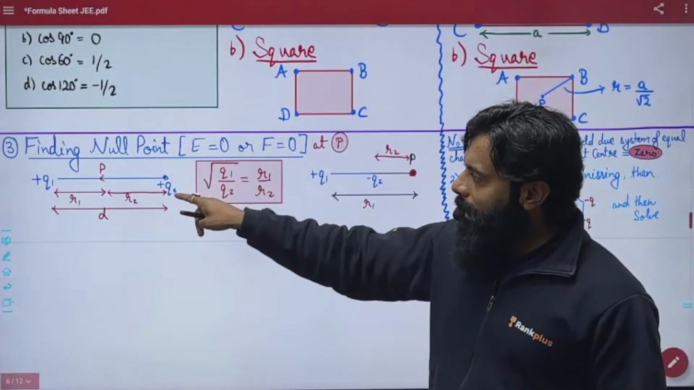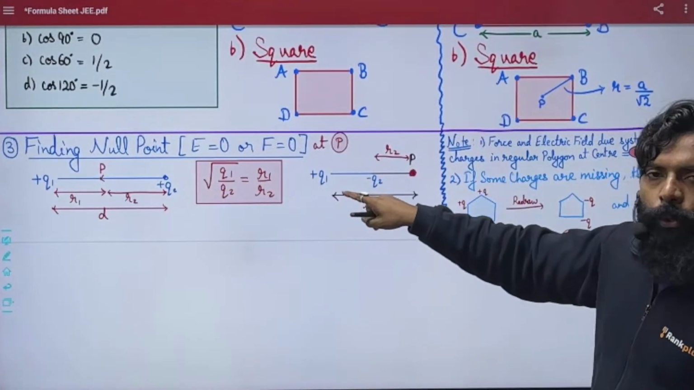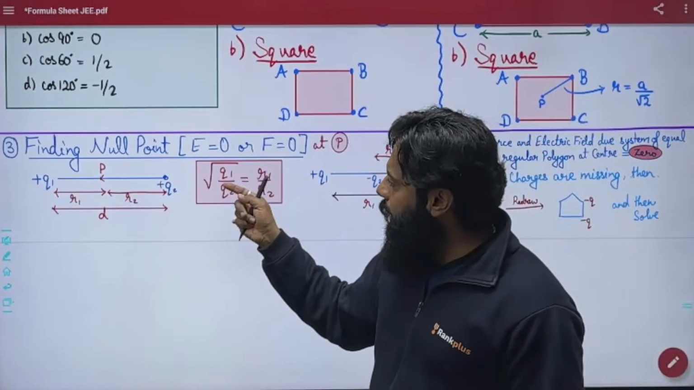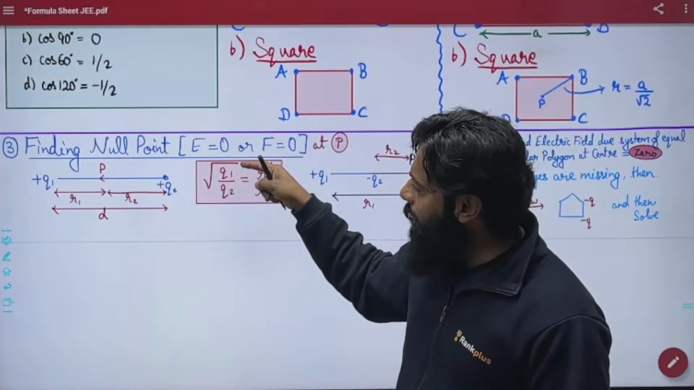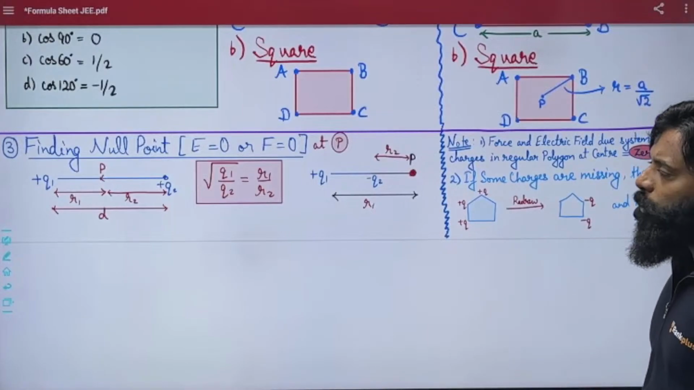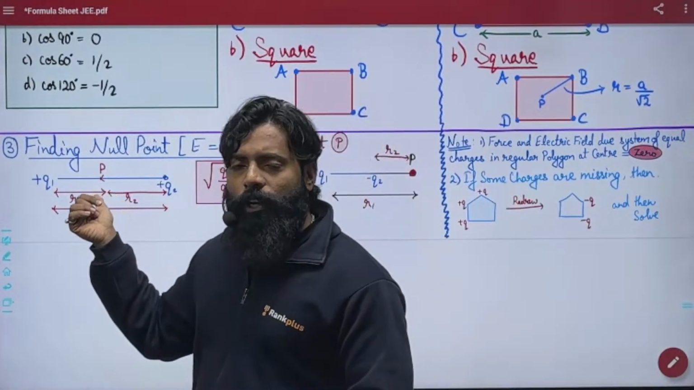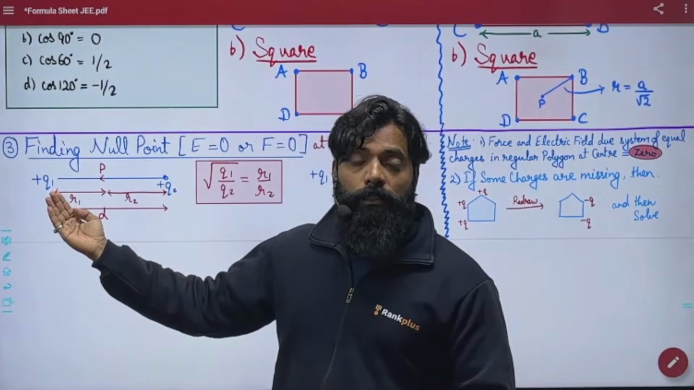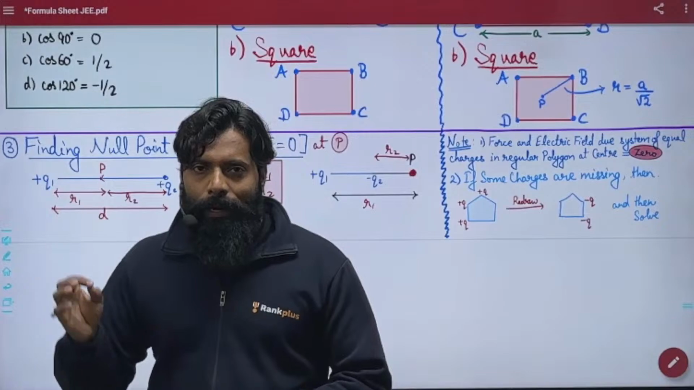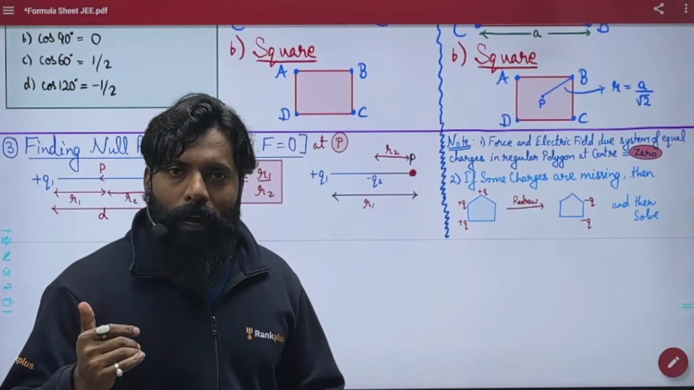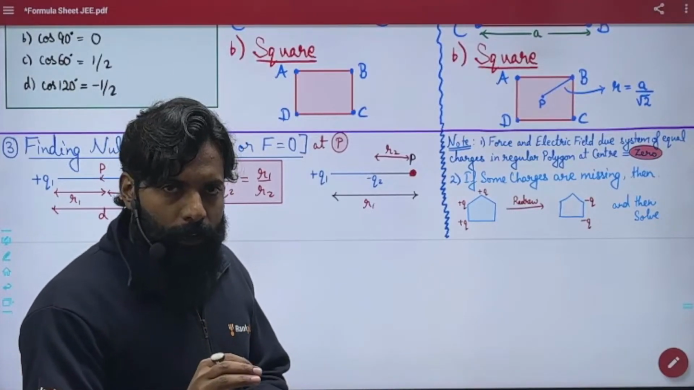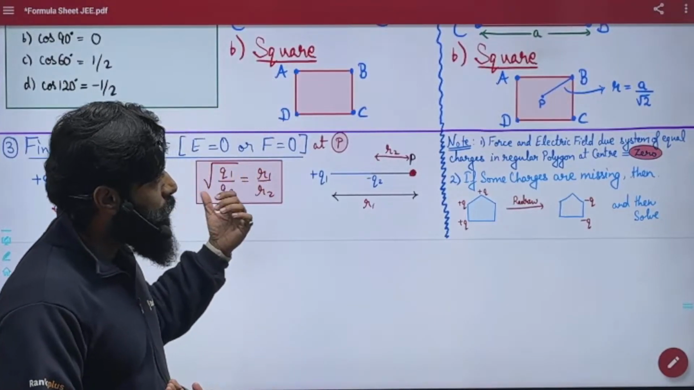This trick is very, very important to find the null point. If there are two charges, you can get the null point just by taking the root of the ratio of the charges: root of q1 by q2 is equal to r1 by r2. This formula is very, very important. Many a time you have to find what must be the value of the charge, or by how much distance you have to put a special charge so that the net force is zero. And there are also questions in which you have to consider that the whole system must be at equilibrium. In that case, this is the first step which you have to do.